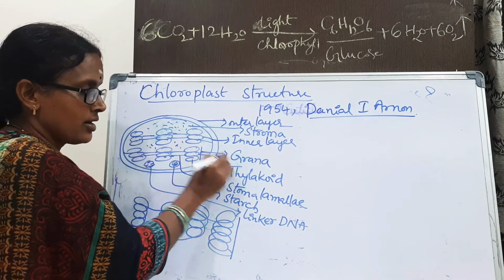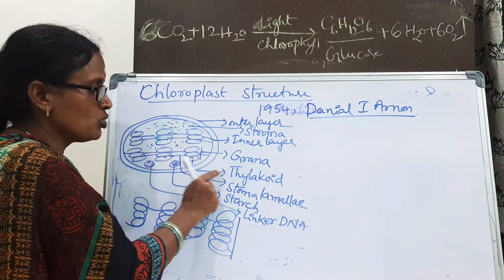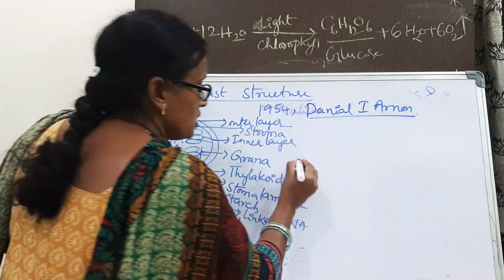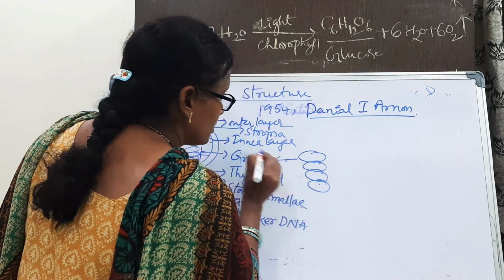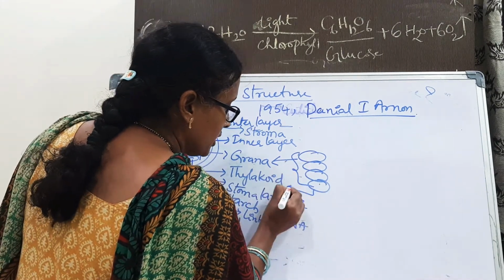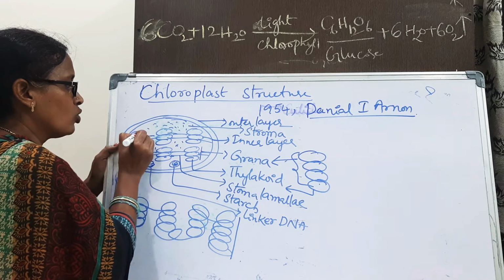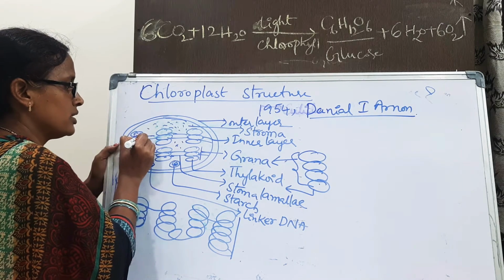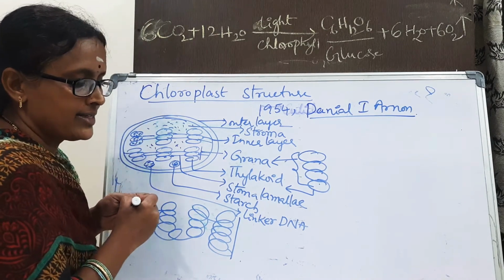They are known as the grana. Each single one is known as a thylakoid. This coin-like stacked structure is known as the grana, and a single one is known as a thylakoid. On the thylakoids our chlorophyll pigments are present.